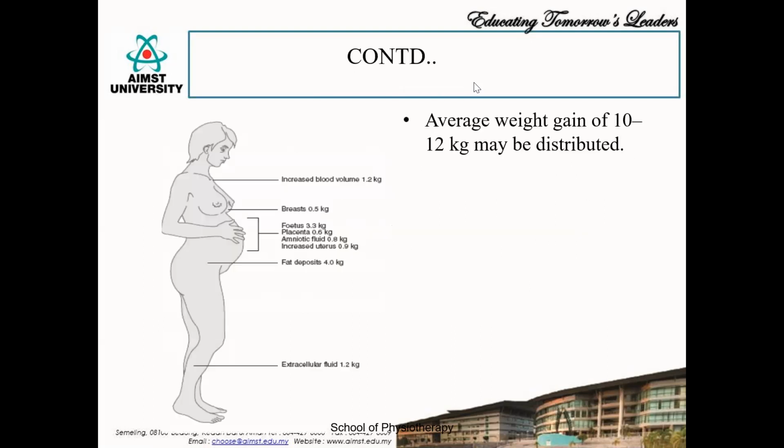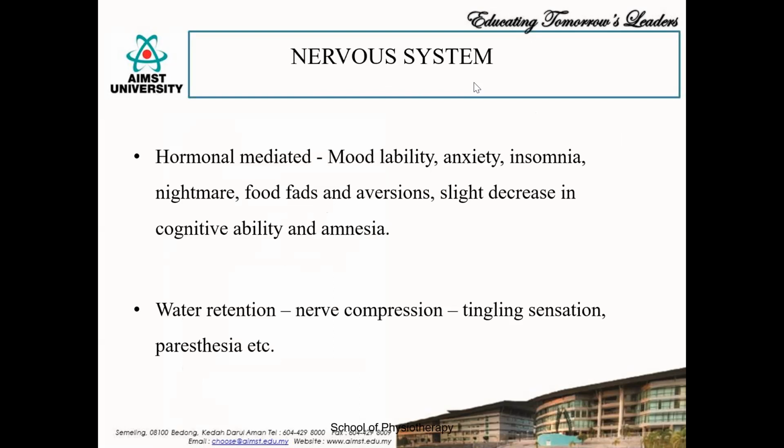So this is the weight distribution. There will be more blood volume, which will increase to around 1 kg, and increase in the breast size will account for half a kg. Then the fetus, placenta, amniotic fluid, and increase in the uterus account for the remaining weight. Then there will be fat deposits in the thigh region. A lot of fat will be deposited for the energy that is needed in the late times of pregnancy. Then there will be extracellular fluids present in the legs. All these will lead to around 10 to 12 kg of weight gain.